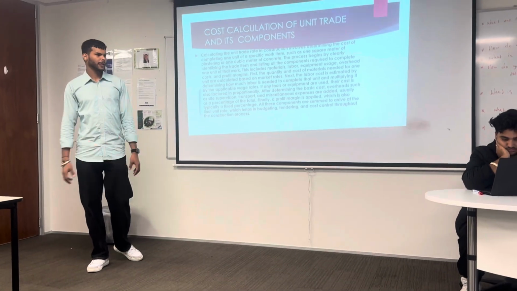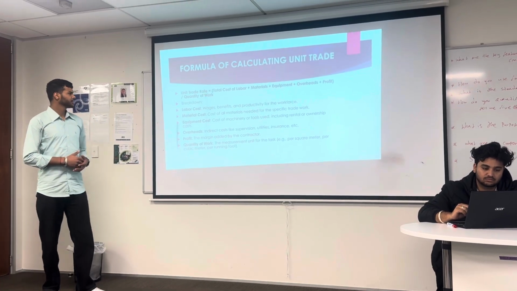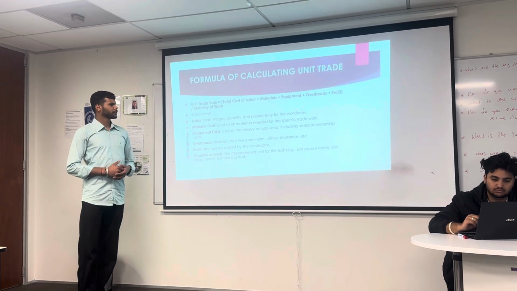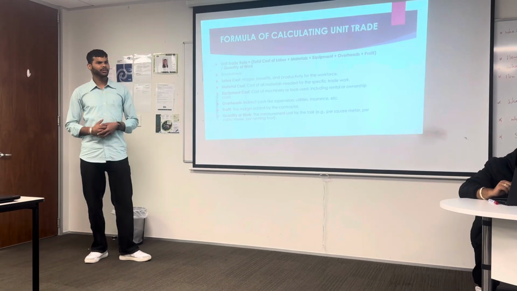All these components are summed to arrive at the final unit rate, which helps the budgeting, tendering, and cost control throughout the construction project. So the formula for calculating unit rate is equal to total cost of labor plus material plus equipment plus overheads plus profit, divided by quantity of work.